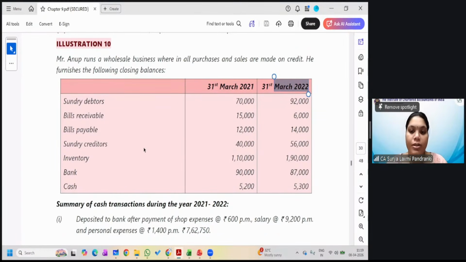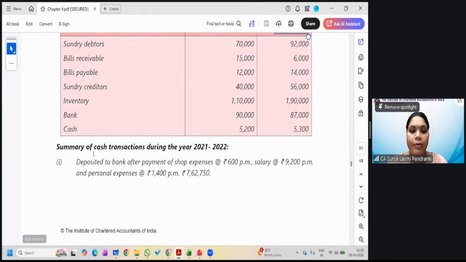So you have both opening and closing balances of debtors, receivables, payables, creditors, inventory, bank, and cash. Generally, the balance sheet items are given. Now, there are few transactions given below. Summary of cash transactions during the year 21-22. They have deposited to bank after payment of shop expenses 600 per month, salary of 9,200 per month, and a personal expense of 1,400 per month. So how much did they deposit in bank? 762,750 was deposited in bank after paying all these amounts, right? So these amounts have to be paid first, then the amount has to be deposited.